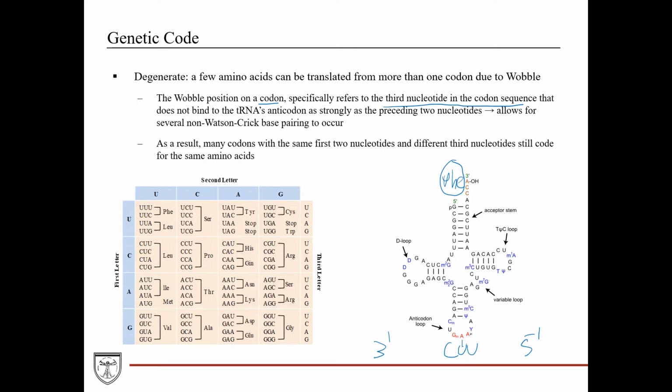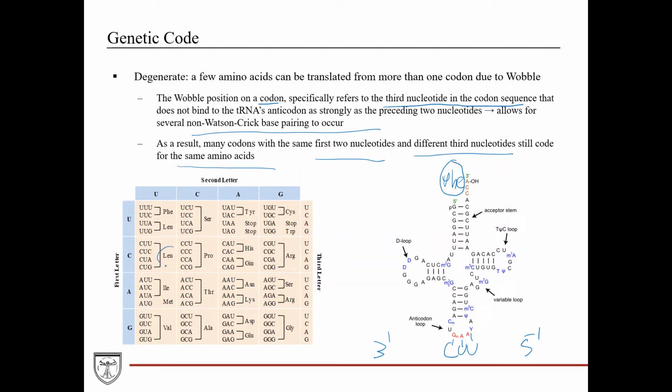So the base pairing that occurs between these two adenines and these two uracils is much stronger than the base pairing that occurs from this guanine and cytosine. So what that allows for is actually several non-Watson-Crick base pairings to occur. And so what that results in is that many codons with the same first two nucleotides and a different third nucleotide still code for the same amino acid.